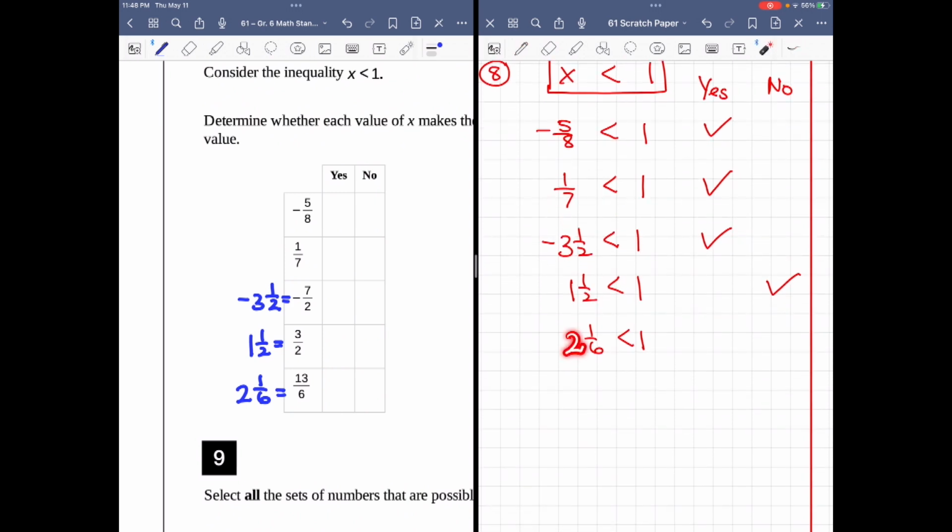And finally, we have 2 and 1/6 is less than 1. And again, this whole number 2 is greater than 1. So that means this statement is false as well. Check off no.